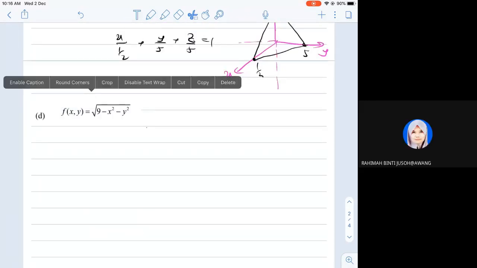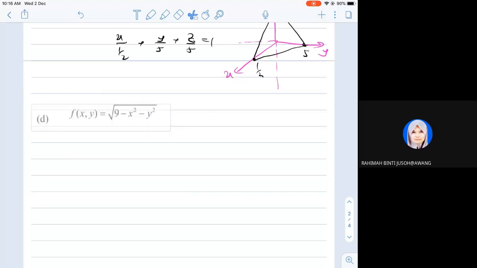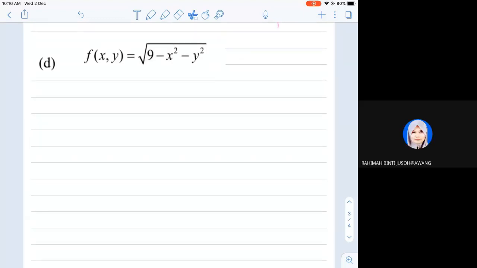Sphere or hemisphere? Hemisphere, sir. Yes, hemisphere. Okay, good, because you're answering me. So z equals the square root of 9 minus x squared minus y squared. Okay, so z squared equals 9 minus x squared minus y squared.